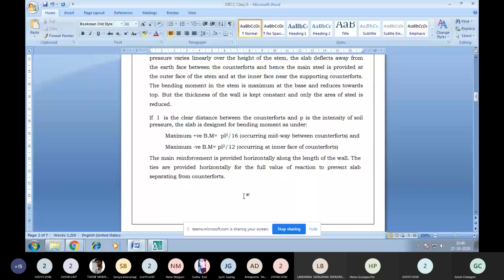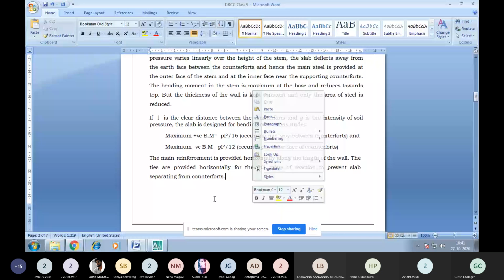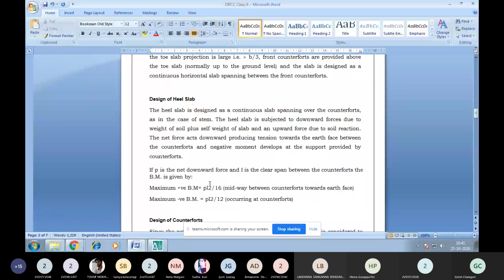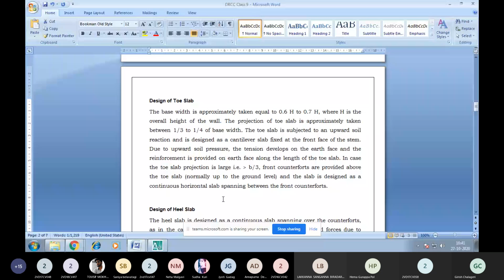For that, the depth is checked, and for the given depth, the shear is checked. Once it is found safe, we are going to provide the reinforcement for that moment near the junction where both ends are connected. This is regarding the stem design. The same design as I told for the slab will be the same design, PL square by 12 and PL square by 12. And coming to the toe slab, as we know already, for uplift pressure it will be designed the same thing what we have done.